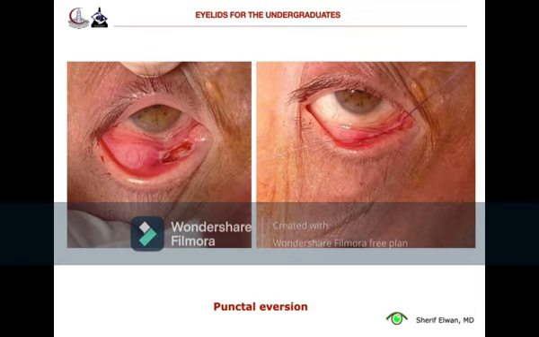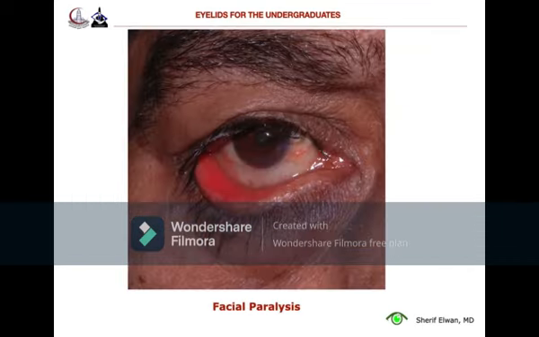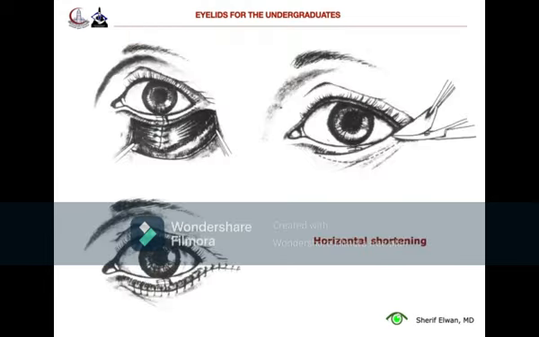This is a condition where the lower punctum is everted, and we treat it by the small diamond excision of the conjunctiva, where the lid margin might be rolled inwards. This is facial paralysis, where the orbicularis muscle is so weak, not capable enough to apply the eyelid into the globe, and this is treated by horizontal shortening, but horizontal shortening is not through and through.